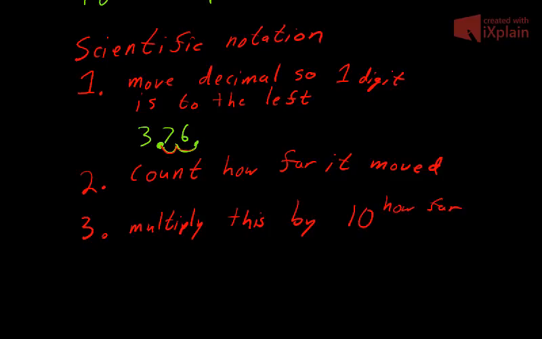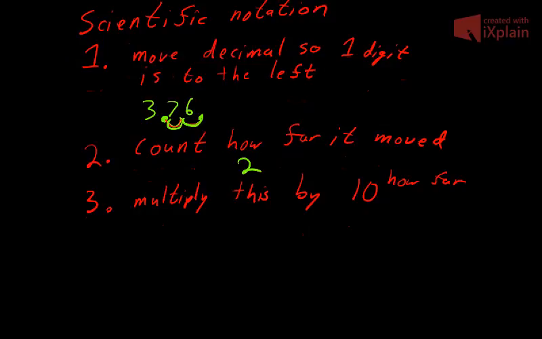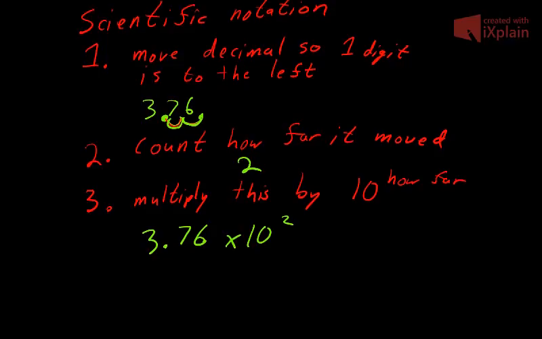So in this case, I would say it moved once, twice over. That would be 2 spots. So I would multiply my 3.76 times 10 to the power of 2. So that's really nice for big numbers, but sometimes we want to use it for small numbers.